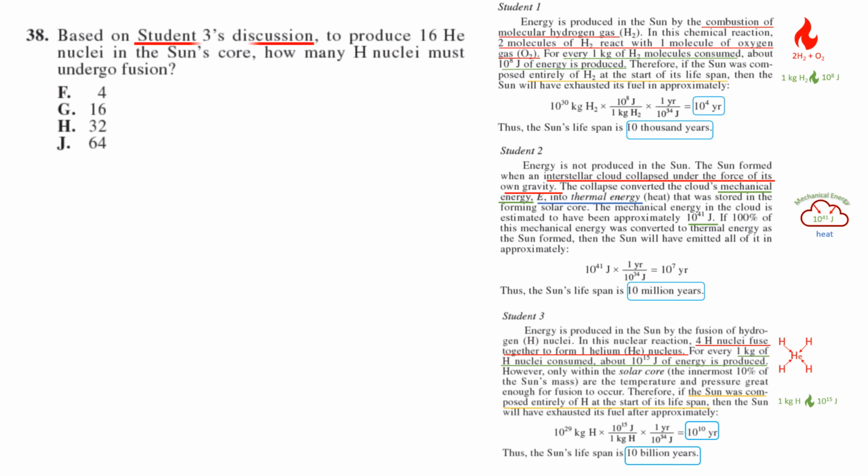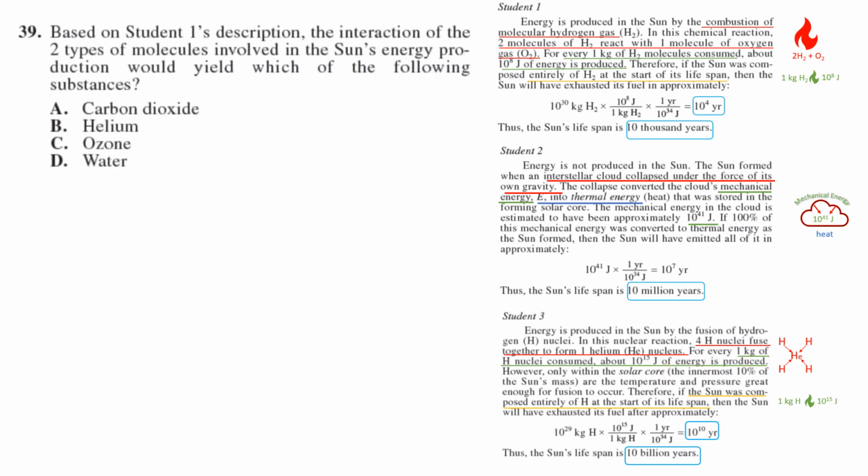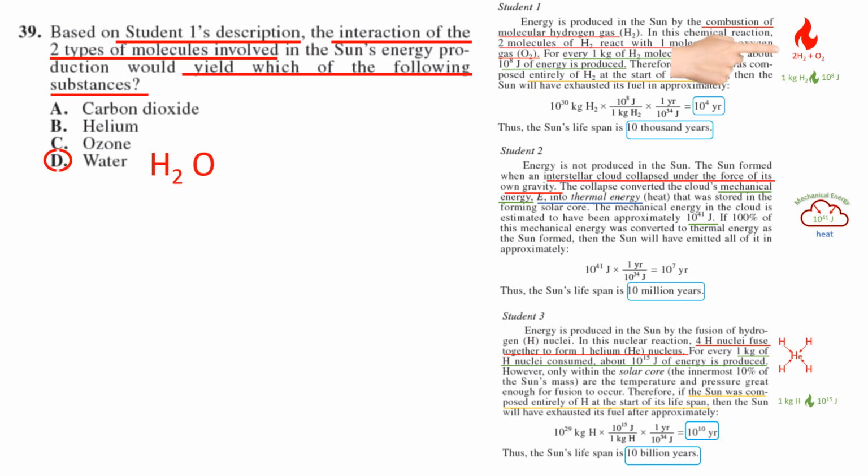Number 38, based on student 3's discussion, to produce 16 helium, how many hydrogen are needed? So we see you have 4 hydrogen fuse for 1 helium, so 16 times 4 is 64, or choice J. Number 39, based on student 1's description, the interaction of the 2 types of molecules involved in the sun's energy would yield which of the following substances? We noticed this already also. Hydrogen and oxygen combine to make water, so D.